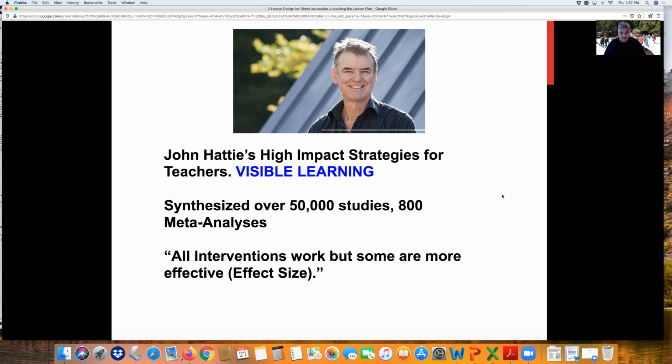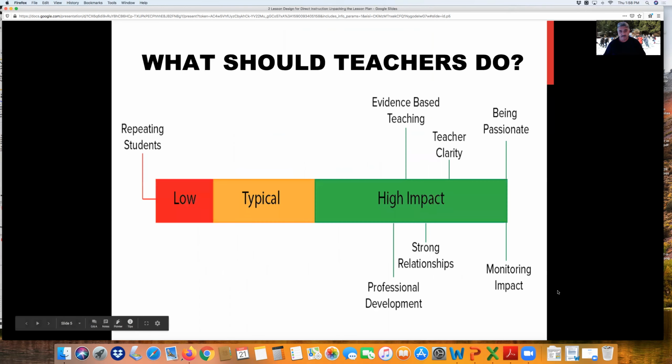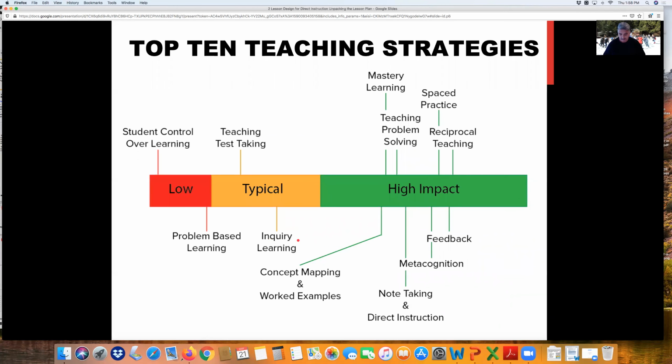And what he found was that all interventions work. Everything you do with students is going to work, but some are more effective. And so he rank ordered them according to effect size. He really scientized this idea that there are certain things that we should be doing with students that have higher impact on their learning, and based on lots of studies that he did. Just a few things, a little snapshot of some of his work. What should teachers do? And it's interesting to me that, look at one of the top things that you could do as a teacher, being passionate. How do you put that in the lesson plan?